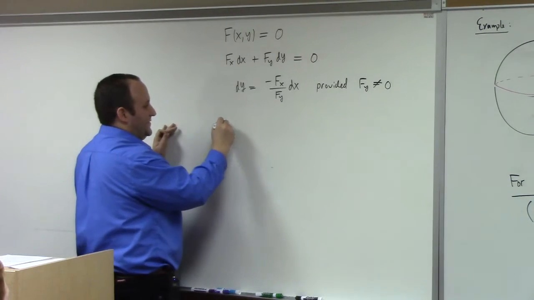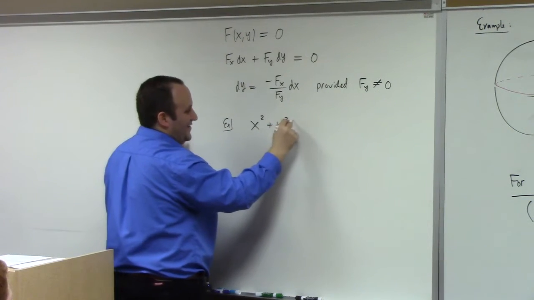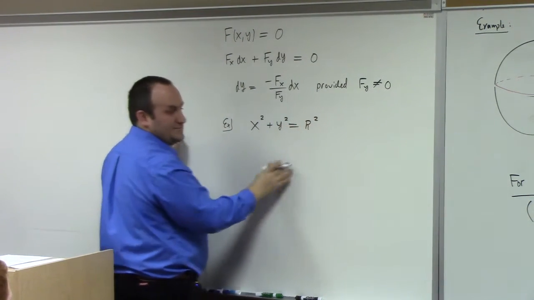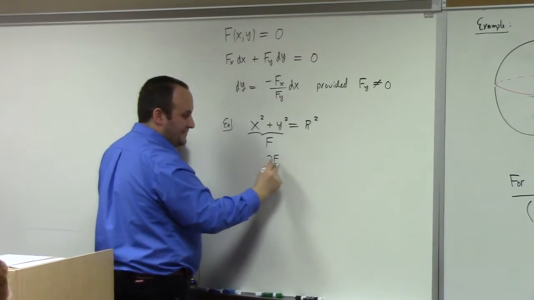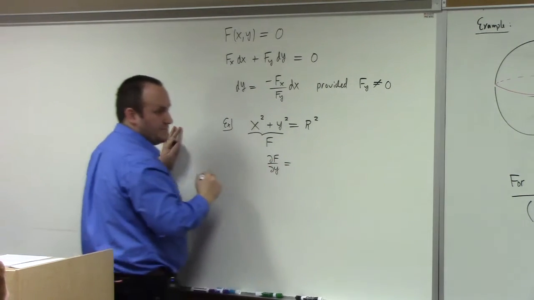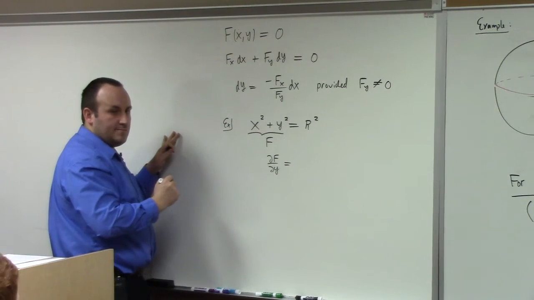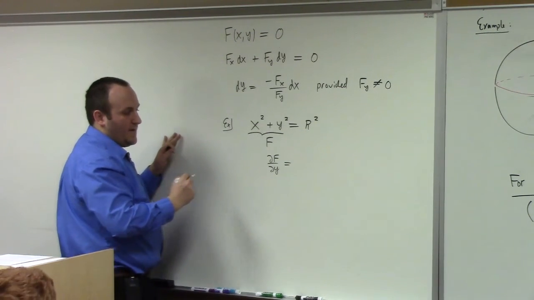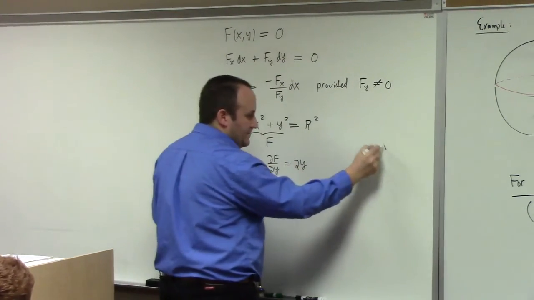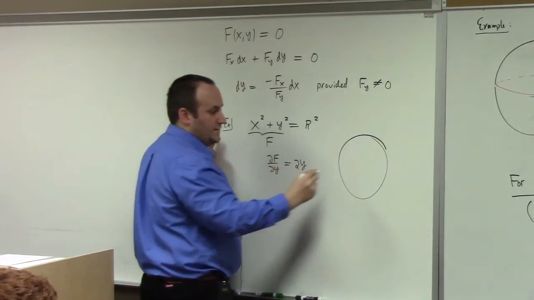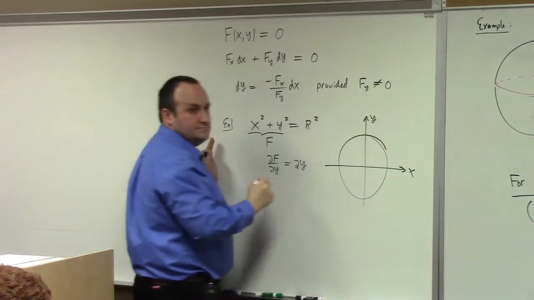So for example, if I have x squared plus y squared equals r squared, right? This is my level function. What's partial f, partial y? 2y. Very good. So you think about the circle, right? Think about x, think about y, right?